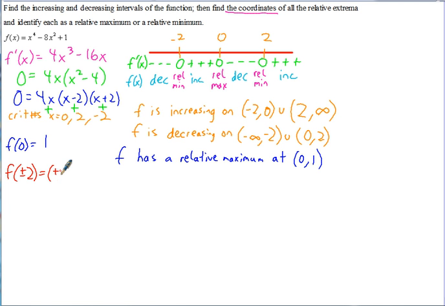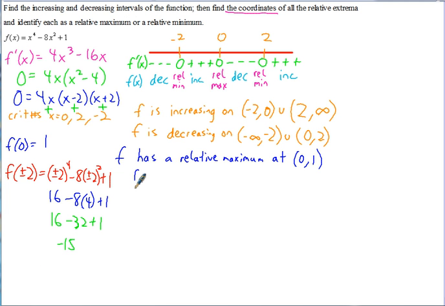Because then you'll have plus or minus 2 to the 4th minus 8 times plus or minus 2 squared plus 1. Well, whether it's positive 2 or negative 2 to the 4th, either way that's going to be a positive 16 minus 8 times negative or positive 2 squared is going to be 4, plus 1. So that would be 16 minus 32, 8 times 4, plus 1. That's 17, 16 plus 1 minus 32 is negative 15. So that's the y-coordinate for both 2 and negative 2.